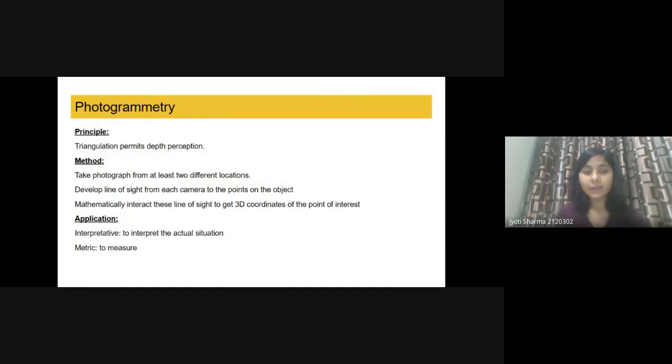Once again, we come to photogrammetry. The principle of photogrammetry is triangulation. So what do you mean by triangulation? Have you read about trigonometry earlier? In maths, we have the trigonometry chapter. So do you know what is meant by triangulation or trigonometry?